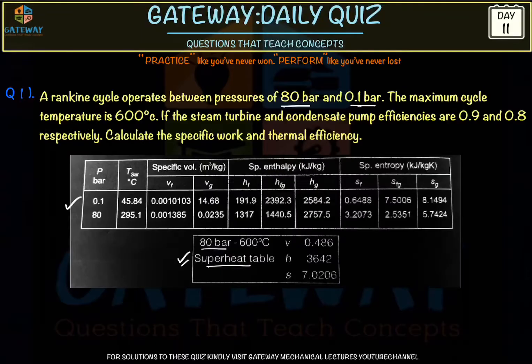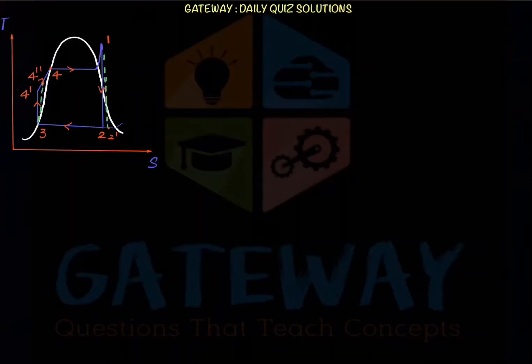First, observe this cycle, this stage. This superheat table, where at 80 bar and 600 degrees centigrade, the enthalpy is given as 3642. That is nothing but H1. And also at 0.1 bar, the HF, HFG, HG were given, and also at 80 bar, HF, HFG and HG were given. And also the entropies. If you equate entropy at 1 and 2, where 1 is at 80 bar, S1 and S2 we can equate. From that we can calculate the dryness fraction of the steam leaving the turbine.